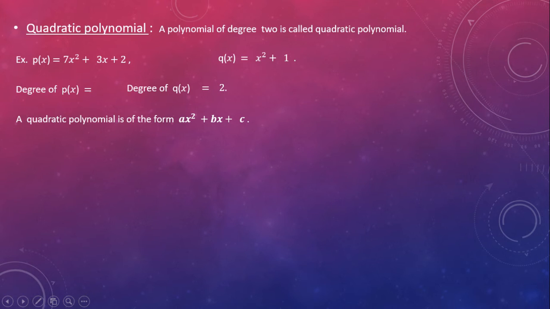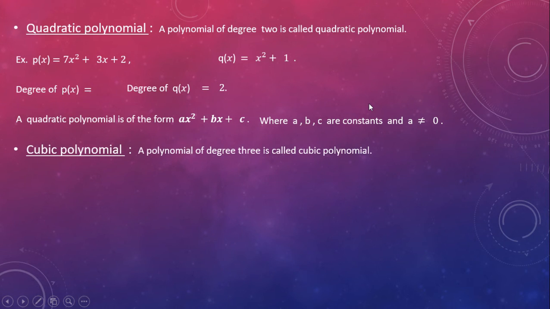A quadratic polynomial is of the form ax square plus bx plus c, where a, b, c are constants and a not equals to 0. A quadratic polynomial has at most three terms. In the first example, 7x square plus 3x plus 2, here a equals to 7, b equals to 3 and c equals to 2. And in the second example, qx equals to x square plus 1. Here a equals to 1, b equal to 0 and c equal to 1.